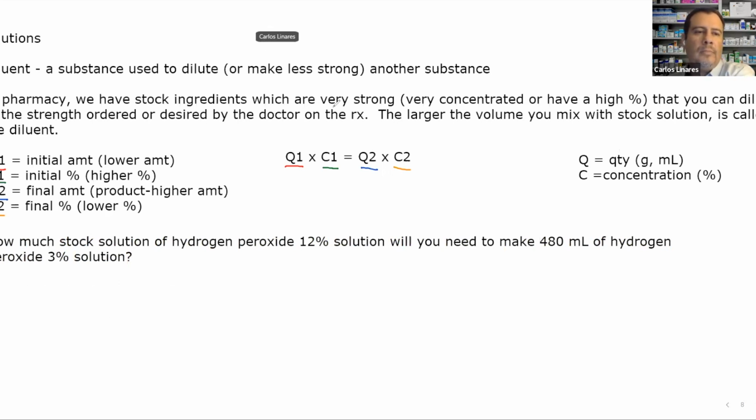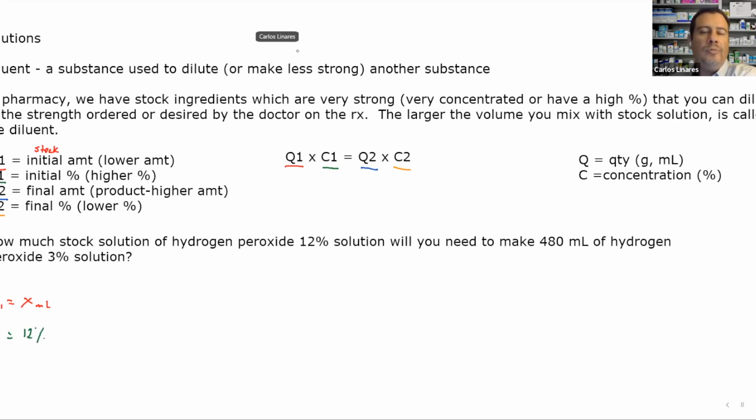So Q1 should be the initial amount. By the way, initial is also called the stock. So in this case, how much is the stock solution initial? So that's what we're finding out. How much of it, of hydrogen peroxide, will you need to make? So what is my C1? C1 is the higher percentage. We have two percentages, 12% and 3%. So C1 is my 12%.